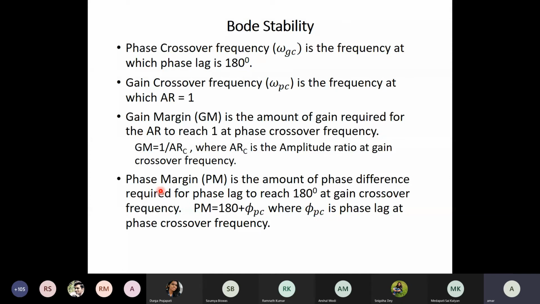And the gain crossover frequency, which I am representing here as omega PC, because this representation, omega GC and omega PC, is done in MATLAB so that it will be easy for you to understand. The gain crossover frequency is the frequency at which AR equals 1. And the gain margin is the amount of gain required for the AR to reach 1 at phase crossover frequency. So GM is equal to 1 by ARC, where ARC is the amplitude ratio at the phase crossover frequency.